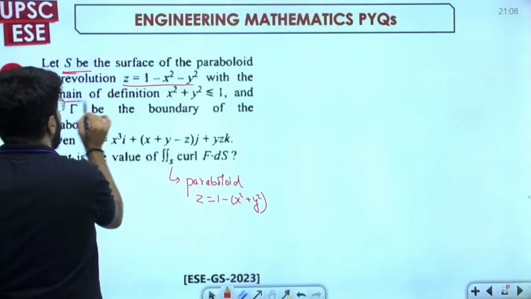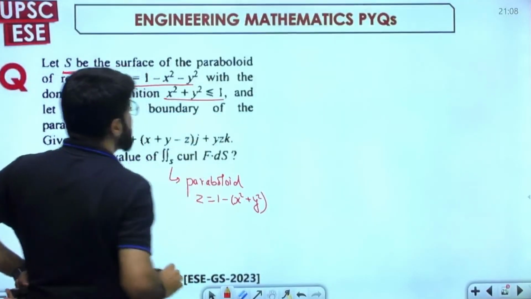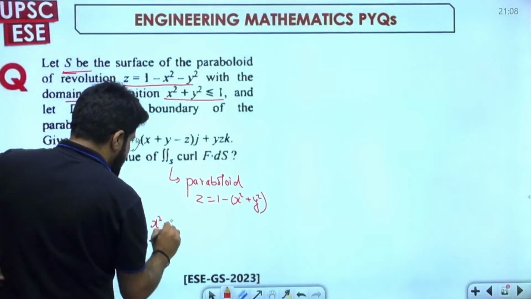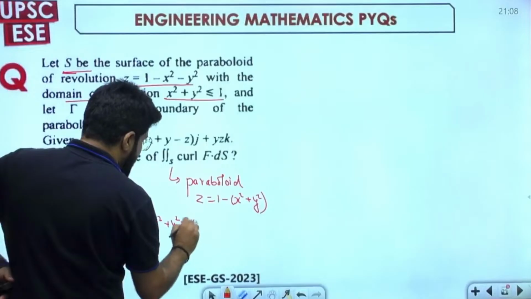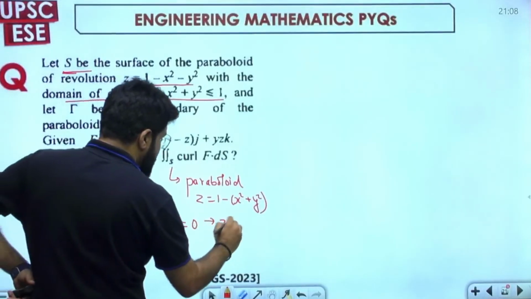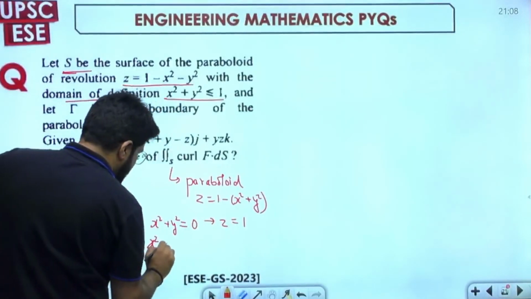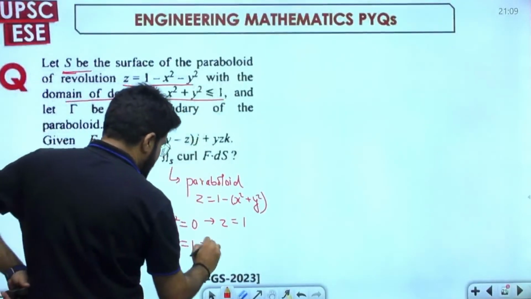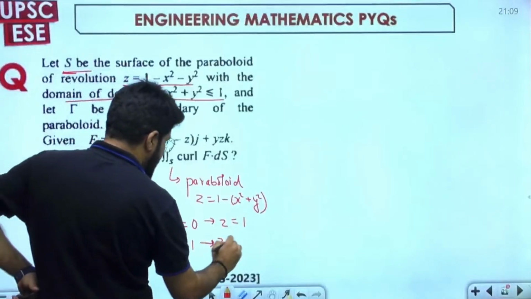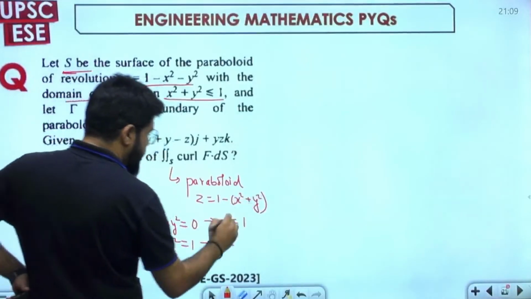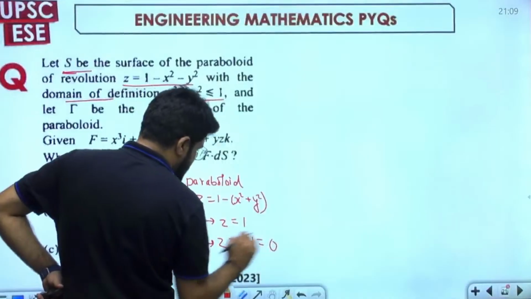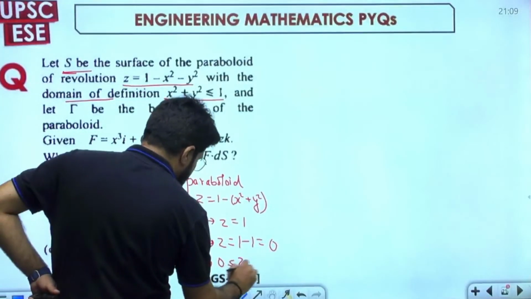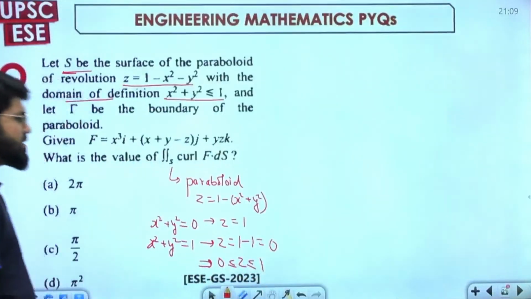So what is the domain given for x and y? x square plus y square less than or equal to 1. And we know that the sum of squares minimum will be 0. If you take x square plus y square as 0, z will be 1. If you take x square plus y square as 1, because the upper limit is 1, and lower is 0, z will become 1 minus 1, which is 0. That means the range of z is 0 to 1.